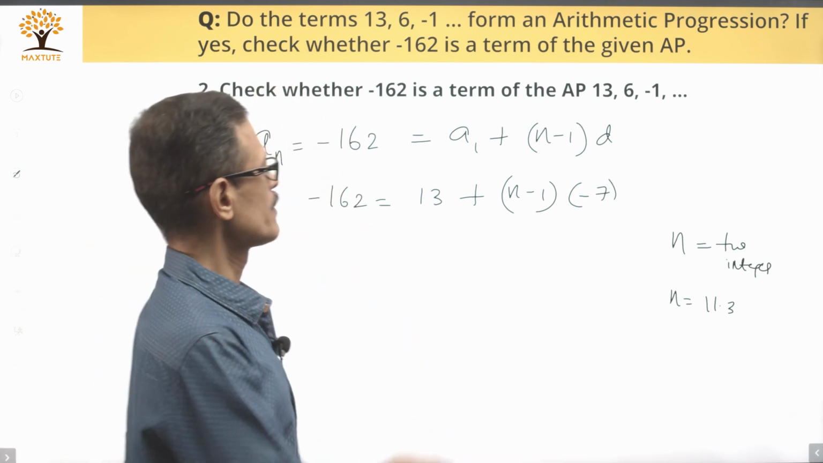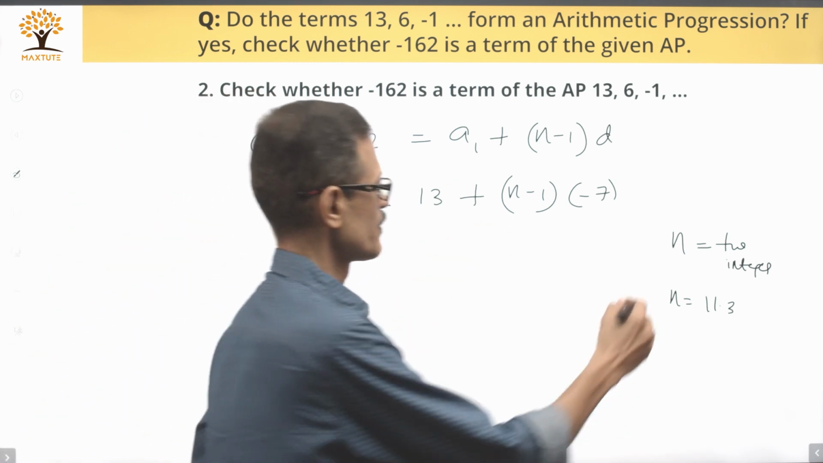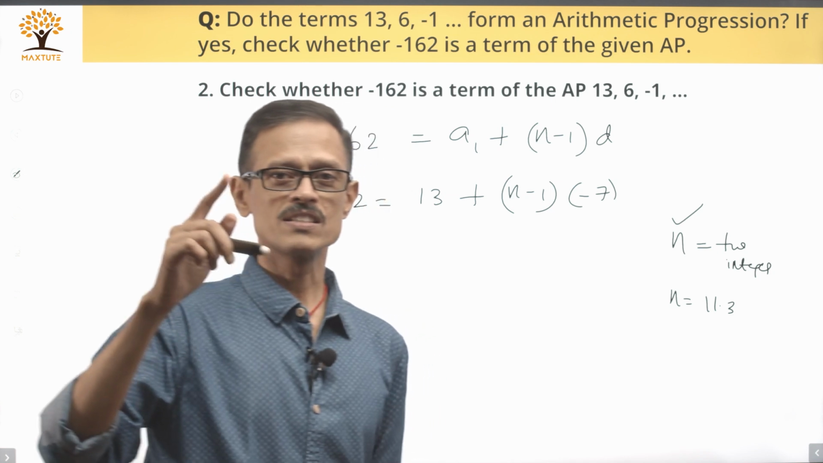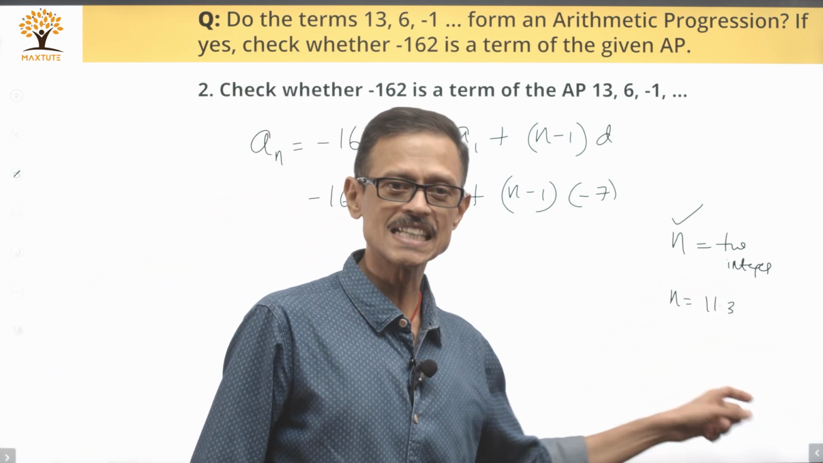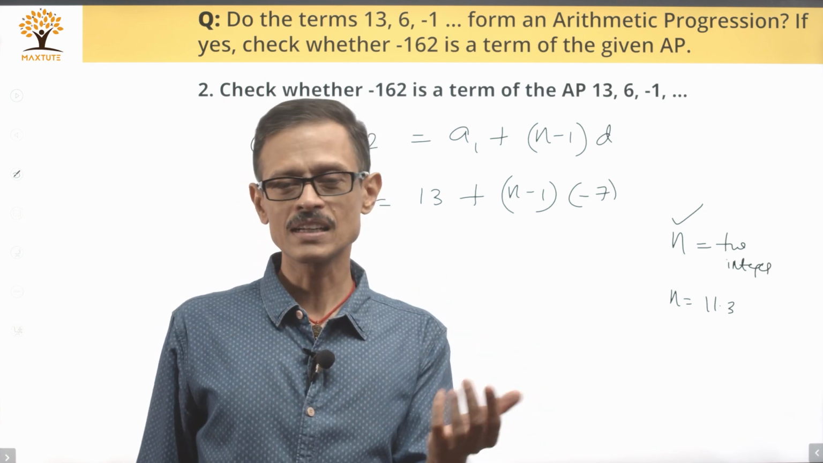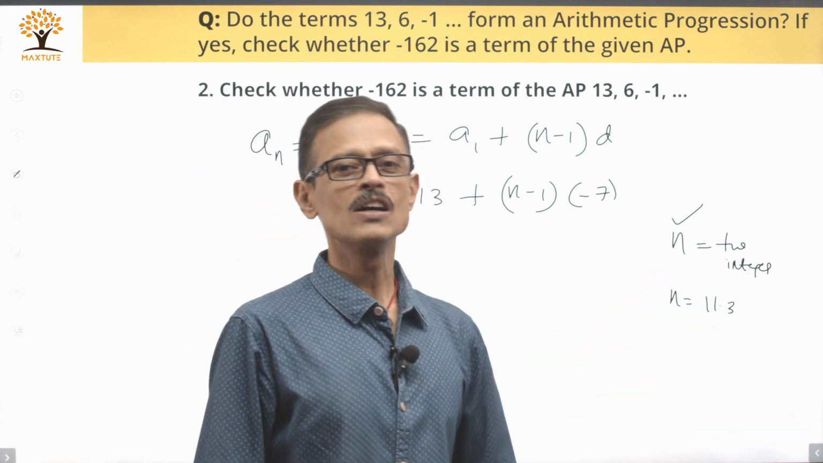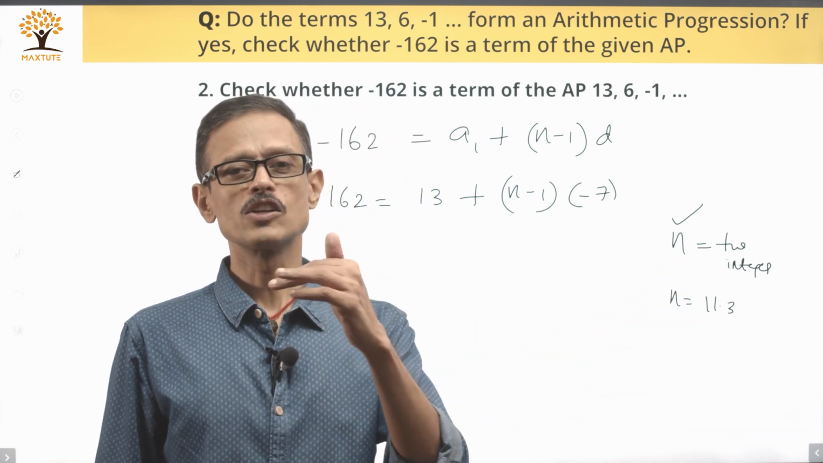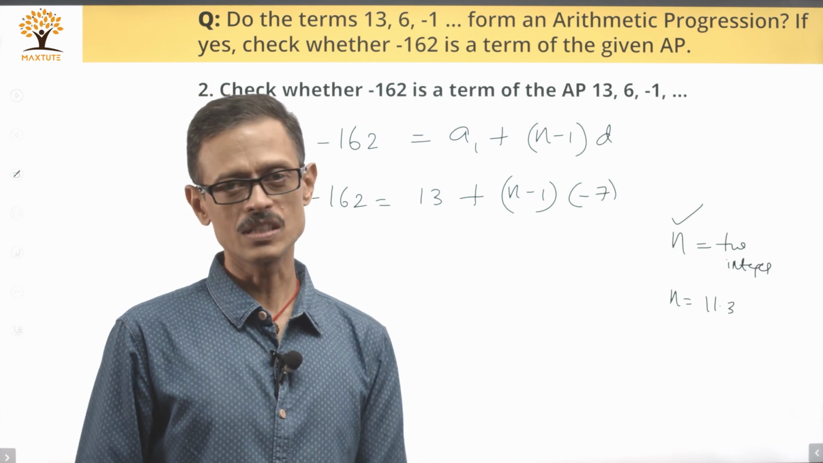So how do we determine? We'll compute the value of n and check whether n is a positive integer. If it's a positive integer, then minus 162 is a term of the sequence. If it is not a positive integer, if it contains a decimal, or if it ends up being a negative number, you won't say it's a minus 4th term, right? So you can only have the 3rd term, 5th term, 7th term. So if it is a non-integer, or a negative number, or a non-positive integer, then we'll say minus 162 is not a term of the sequence.